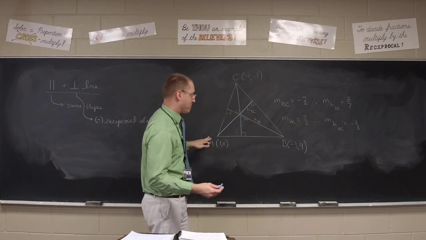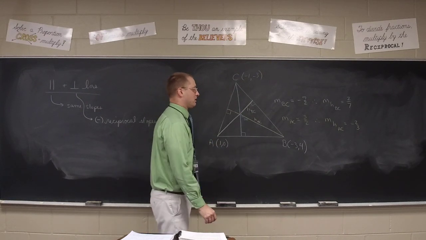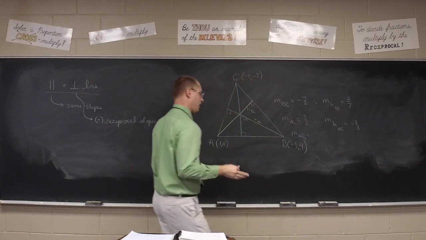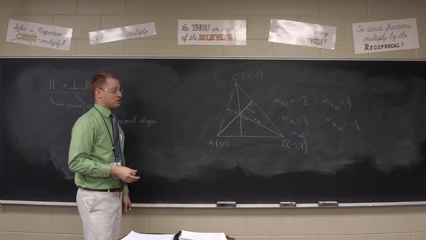All right, now let's find the slope of this altitude, the primary altitude, right? If we consider AB to be the base, well, that means first we need to find the slope of AB. Slope of AB. And what do we get for the slope of AB?